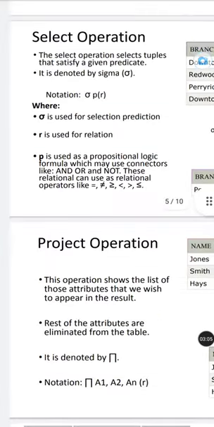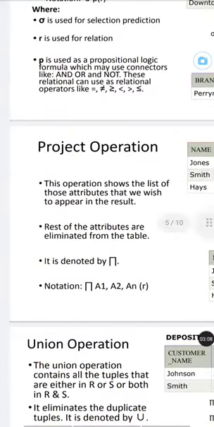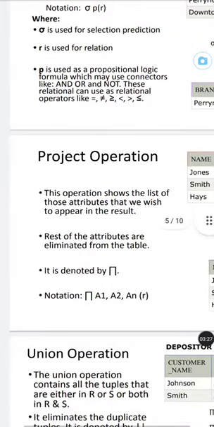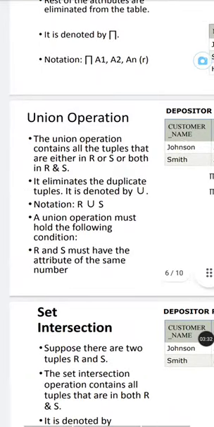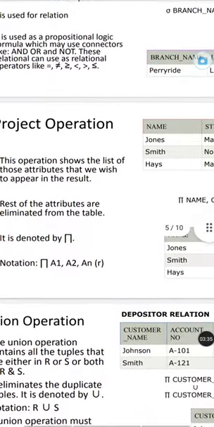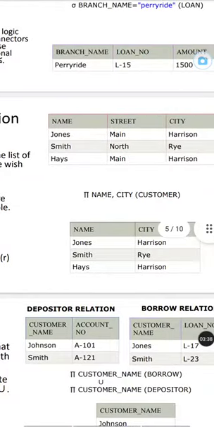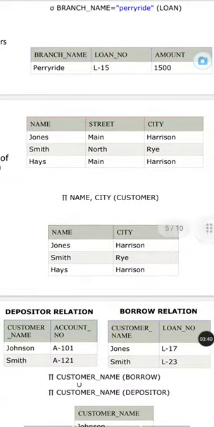Next comes the project operation. This operation shows the list of those attributes that we wish to appear in the result. The rest of the attributes are eliminated from the table. It is denoted by the pi symbol, with the notation pi a1, a2, an of r. Here a1, a2, an are attributes. It is similar to the select operation, but instead of selecting entire attributes, we can just select the particular attributes we desire to present in the output.